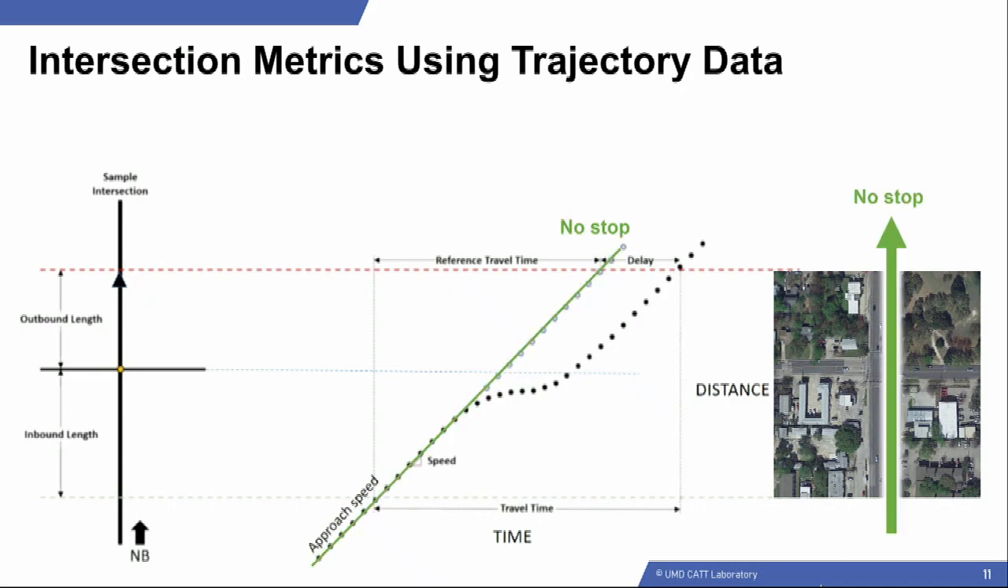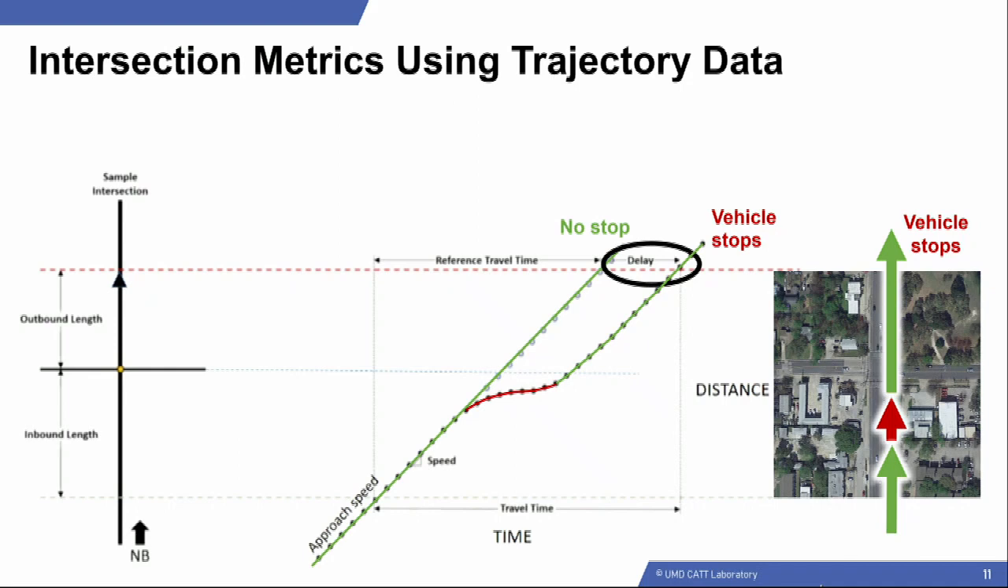So we can see when a car comes in, if this is the approach speed, we have time on the bottom, it hits this, travels up through, we're going to have a pretty continuous line here, a pretty steady slope, so no stop. So that's going to be our reference speed moving through the intersection. If the vehicle stops, you'll see it slow down, which is what this red is, and then it'll start back up again once the signal changes. So this difference between our reference travel time and the observed is going to be our delay. So we can directly measure the delay of the vehicles passing through the intersection using this type of methodology.